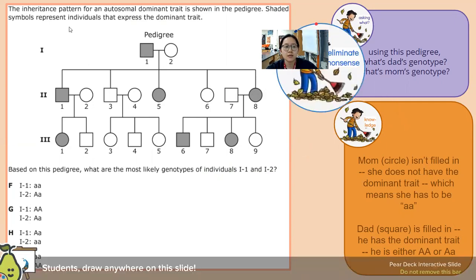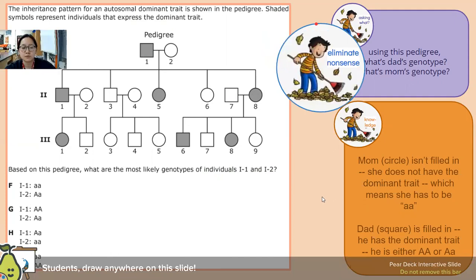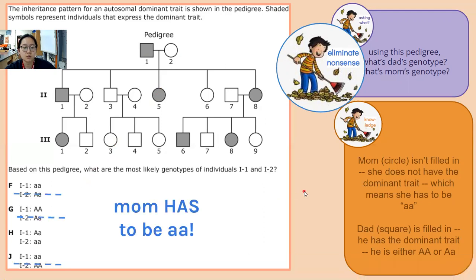So now let's eliminate the nonsense answers. Right? We want to look at the moms, right? So the mom is I2. So I2, if the mom is little a, her answer choice can't be F, G, or H. Let me move that out of the way when we actually do it, right? The mom has to be lowercase a. So therefore, our answer choice is going to be H. And that's an easy way to solve this question without worrying too much about what the dad's genotype is.